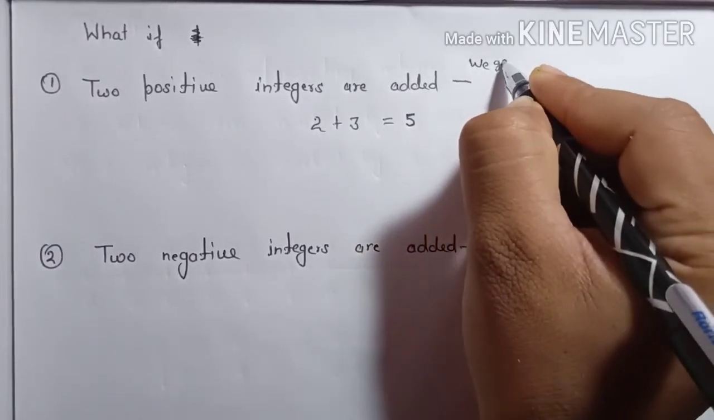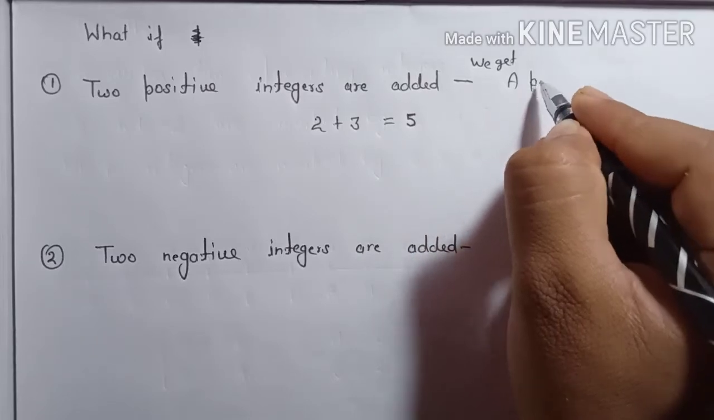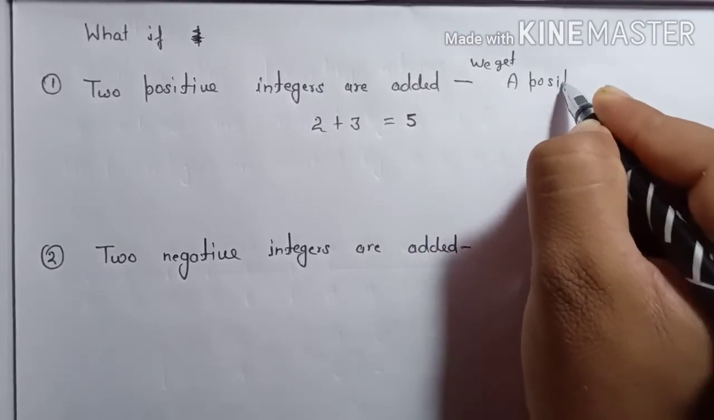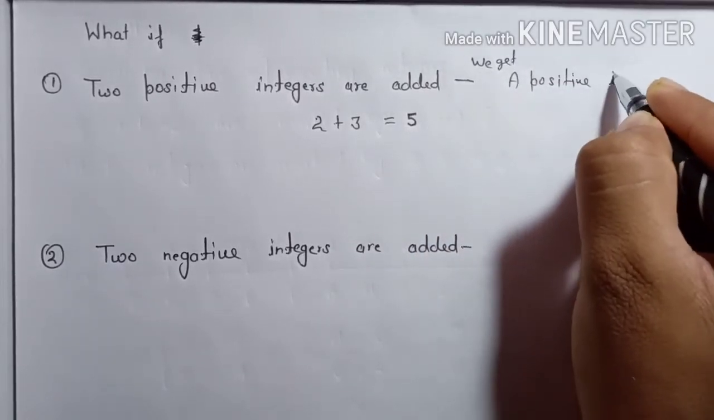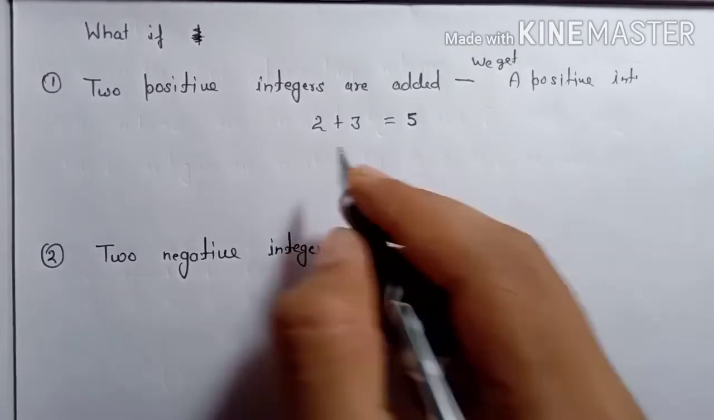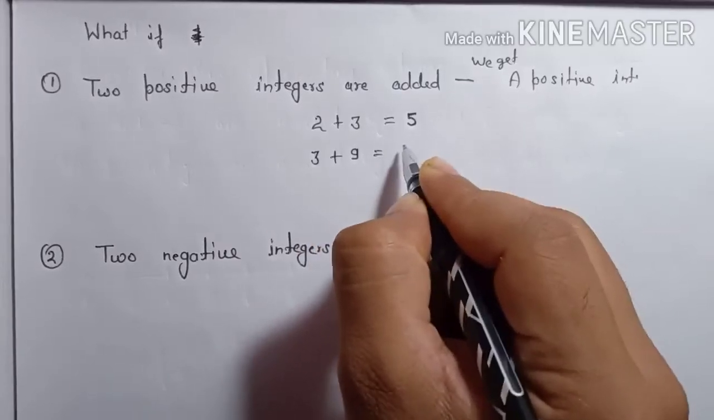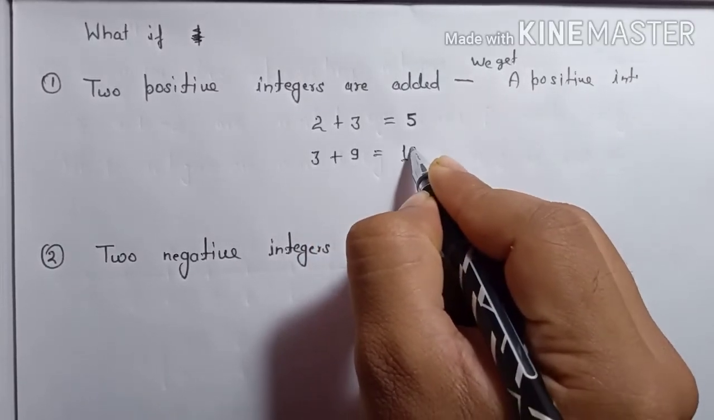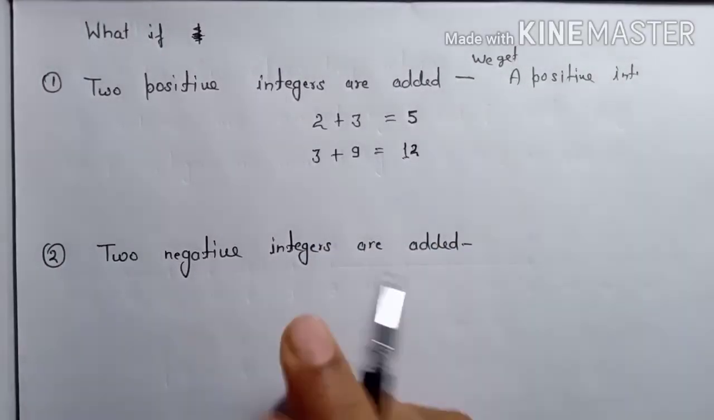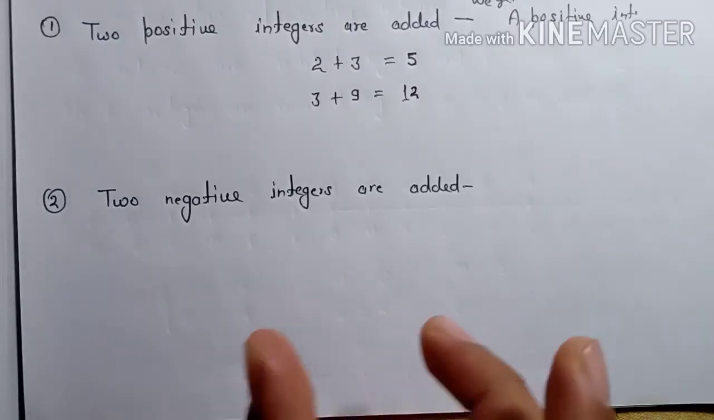We get a positive integer. Positive integer. See, it is 3 plus 9. The answer is 12 again, and that is again a positive integer. And what if we add two negative integers?